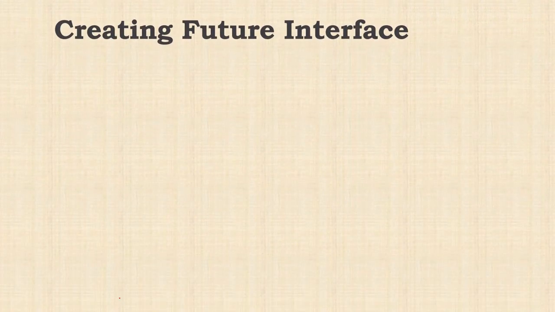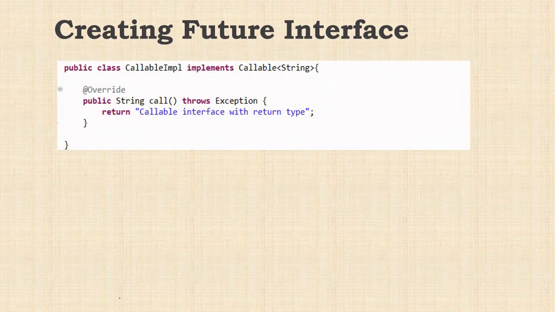So how can we create a Future? We will see in this code. Try to understand this code. It is a very easy code. I have implemented the Callable interface to make a custom thread class, and the type is String here. And we have the call method implemented, normally returning one string here.